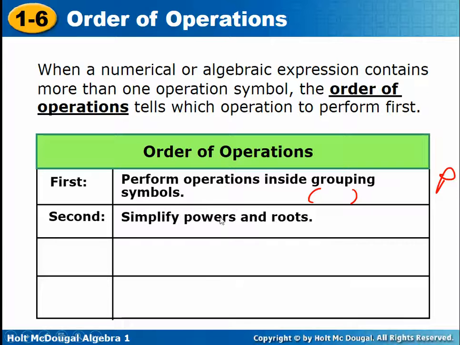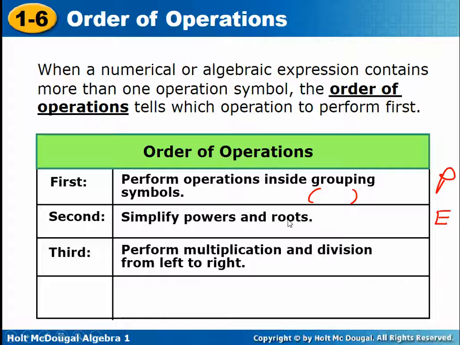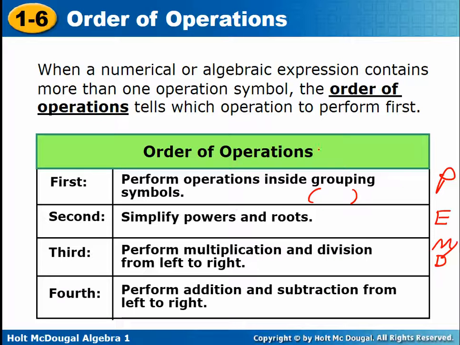Second, if there's any powers or roots, then do those next, and we call that exponents. So if there's any exponents, powers, roots, do those next. Third, do any multiplication and division in order from left to right. So you don't do all the multiplication first and then the division. And then finally, we do any adding and subtracting. Again, you don't do the adding before subtracting, just do the adding and subtracting in order from left to right.